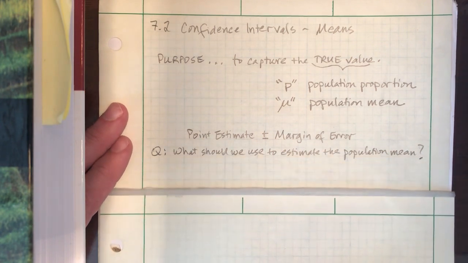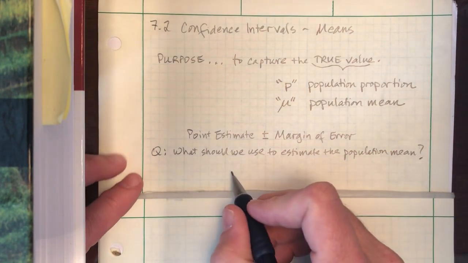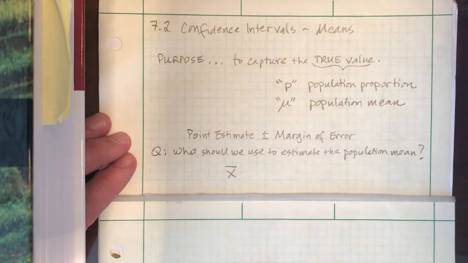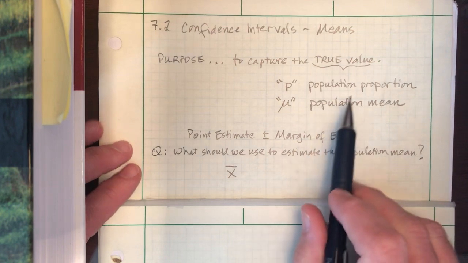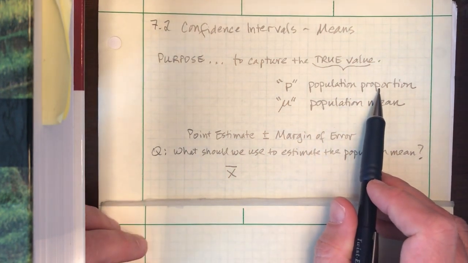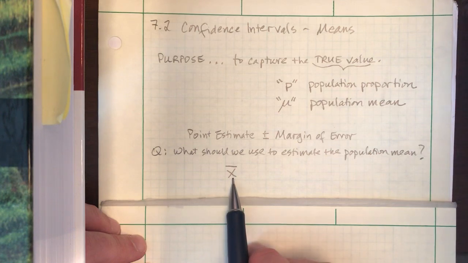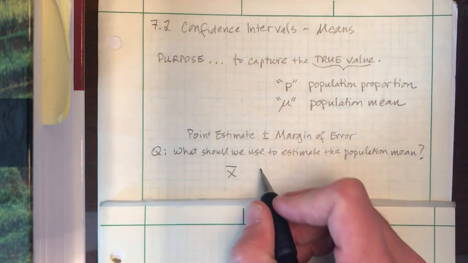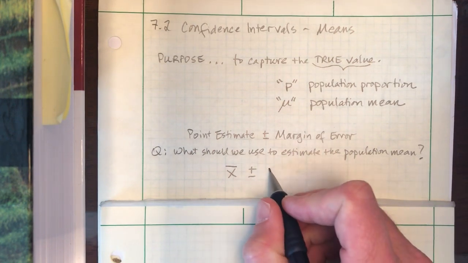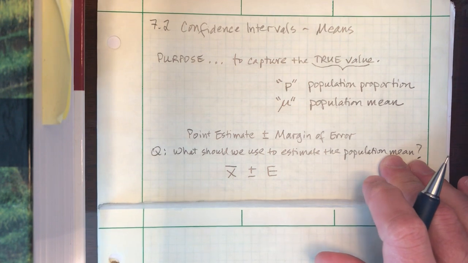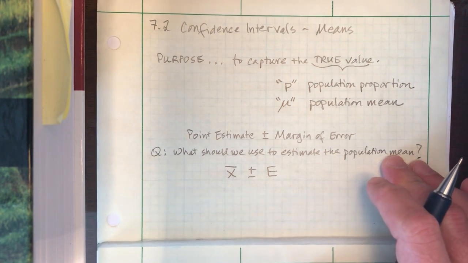And I hope you are ahead of me. We should be using the sample mean. Just like P hat was used to estimate the population proportion, X bar is going to be used to estimate the population mean. And of course, what else comes after that is we'll figure out some way to get the margin of error. And that will be our confidence interval.